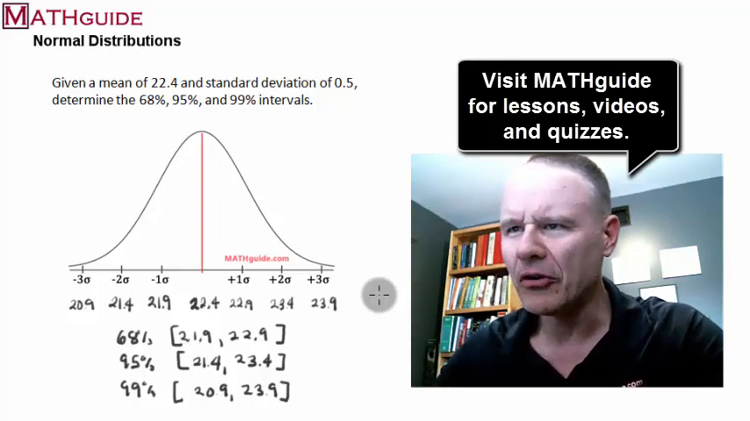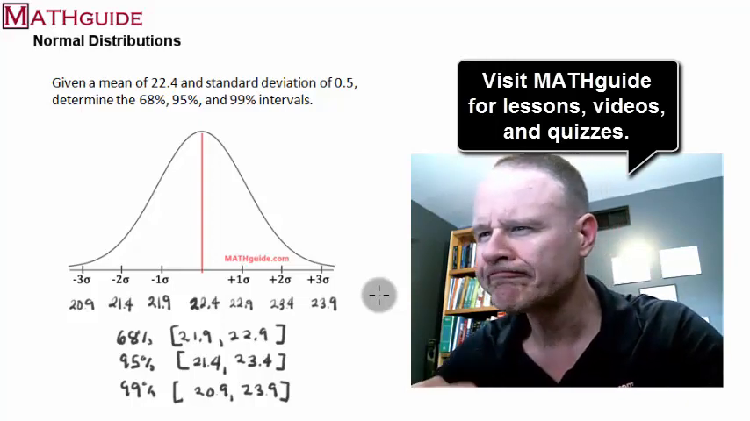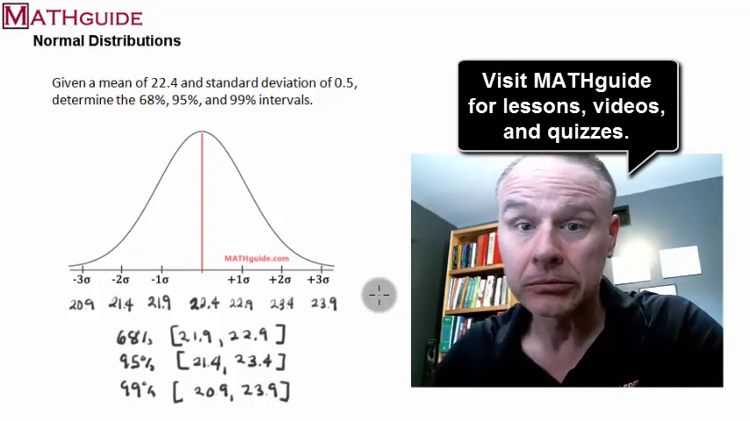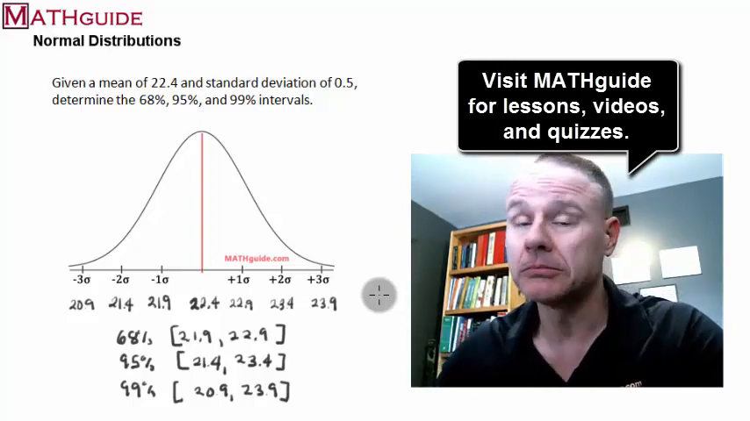Hey, if there's a normal distribution, does that mean there's an abnormal distribution? No. No, it doesn't. No.